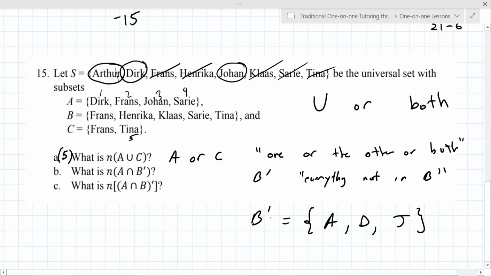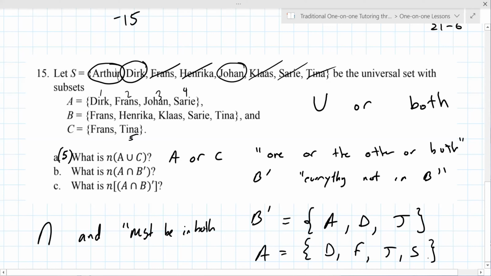Is that clear? Because that leads to the next stuff. Yes, that makes sense. This upside down U means and. Must be in both. So A and B tick. It has to be in A, so Dirk, Franz, Johann, and Sari. So A is D, F, J, and S. What's in both? That's in both, and that's in both. So how many are in both? Two.